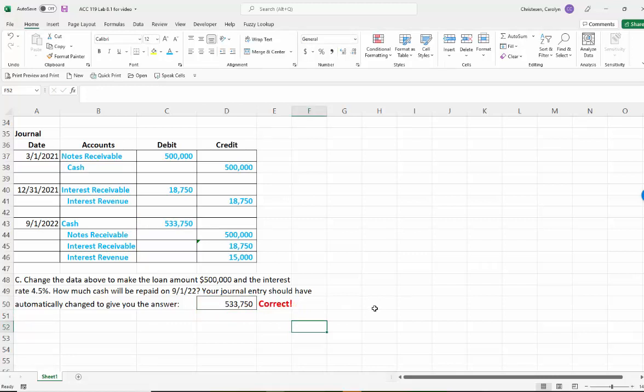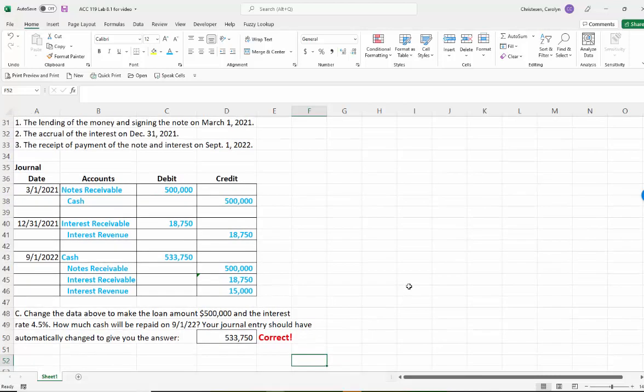Okay? All right, so now you should be able to record notes receivable and notes payable with simple interest. There is compound interest. We're not looking at that today. That's a totally different animal and all different calculations, but this is simple interest for both the borrower and the lender. All right, I hope you find this helpful in your studies, and happy accounting.